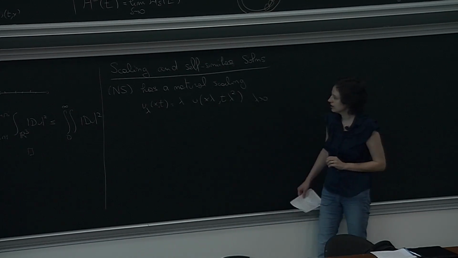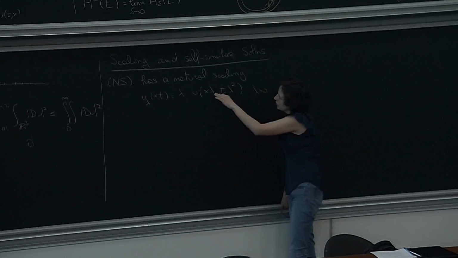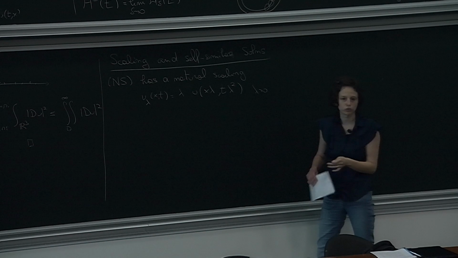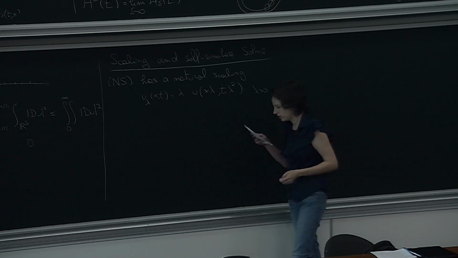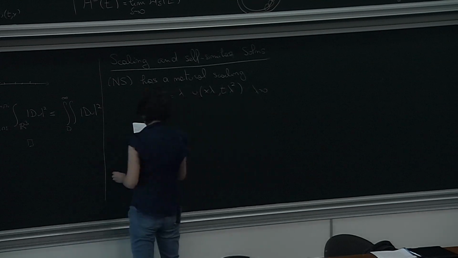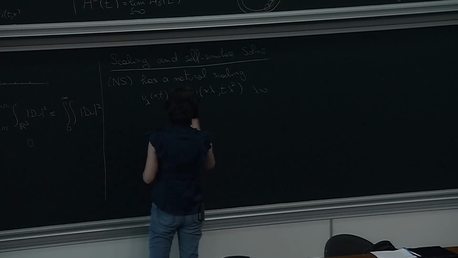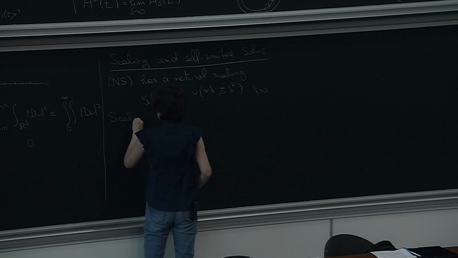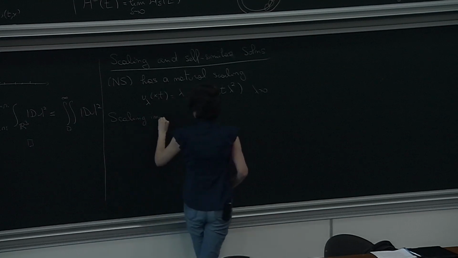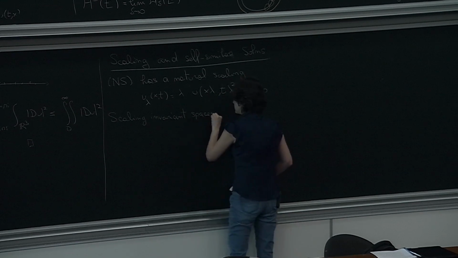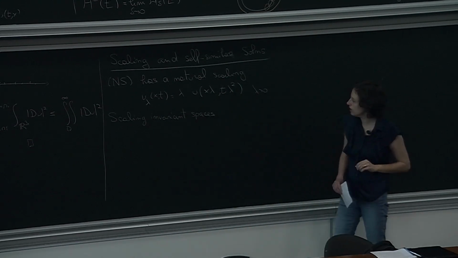So if U is a solution of Navier-Stokes, this other guy is also a solution of Navier-Stokes for free. Once you have a scaling, an important thing to look at is what are the scaling invariant spaces. These play an important role.